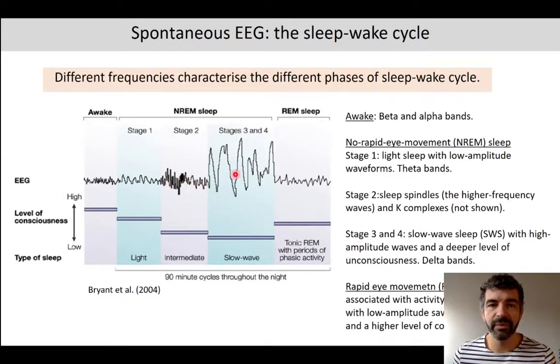And then in stage 3 and 4, you have slow wave sleep, really high amplitude. If you compare this to when you're awake, it's a much lower frequency, and this indicates a deeper level of unconsciousness. So these are delta bands. And then during REM sleep, which is associated with activity, and in some individuals also with low amplitude sawtooth waves, they're not shown here, this is related to a higher level of consciousness. So REM sleep resembles wakefulness a bit more, which is also interesting because during REM sleep, you dream a lot.